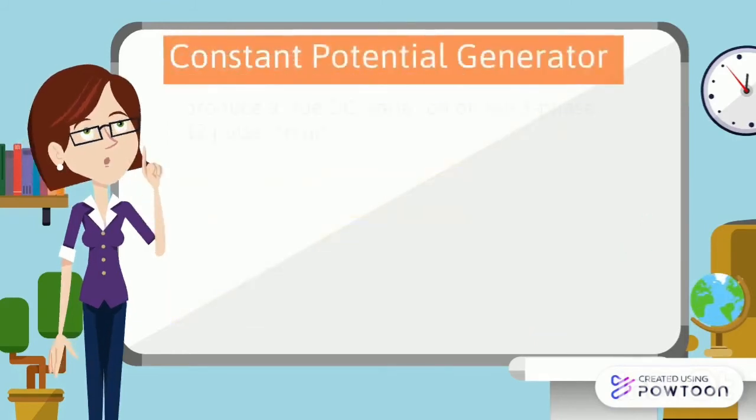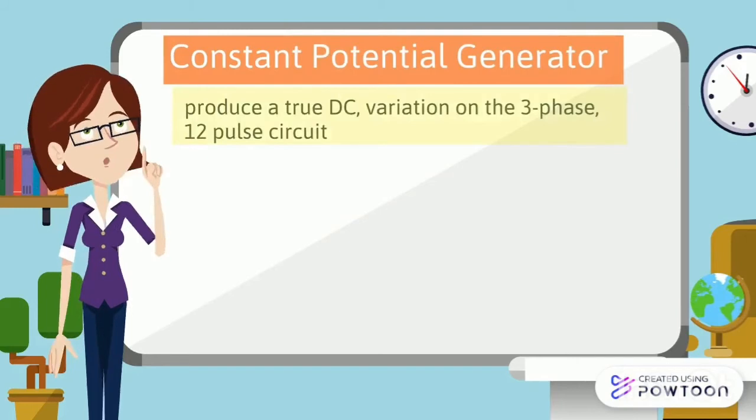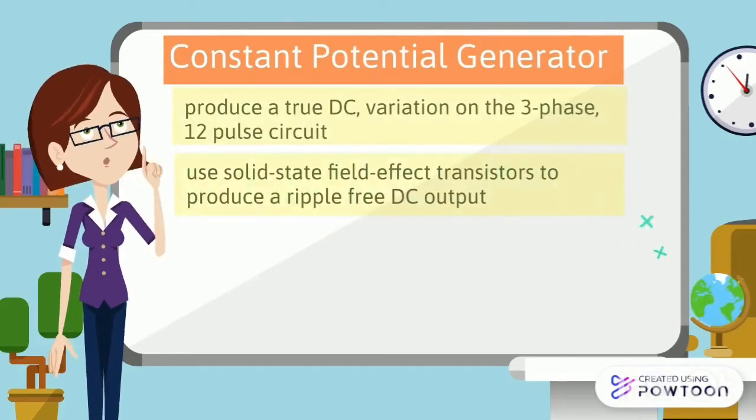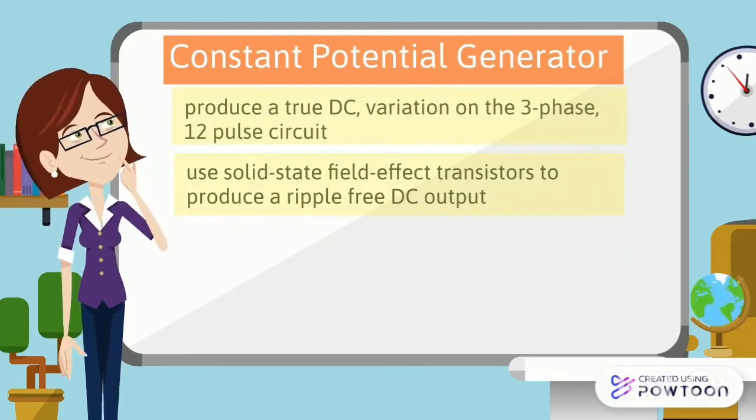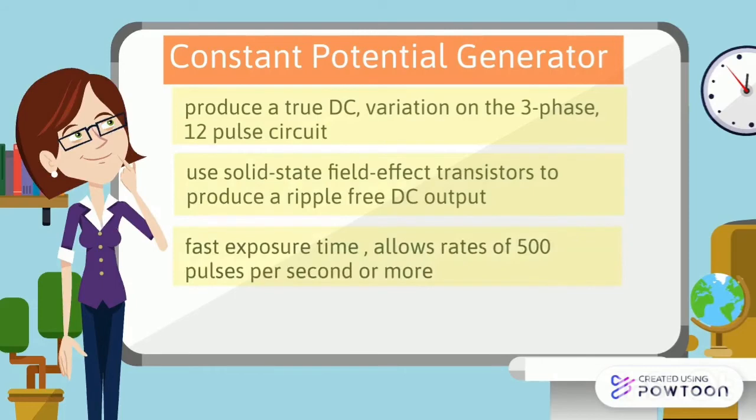The constant potential generator produces a true direct current, a variation on the 3-phase 12-pulse circuit. It uses solid-state field effect transistors to produce a ripple-free direct current output. It has fast exposure time, allowing a rate of 500 pulses per second or more.